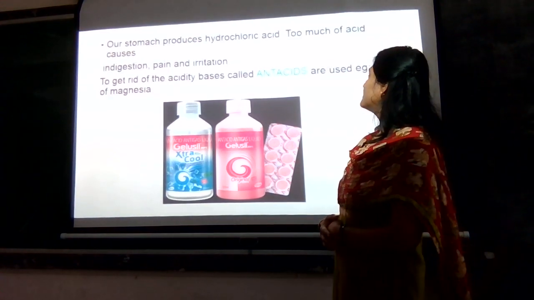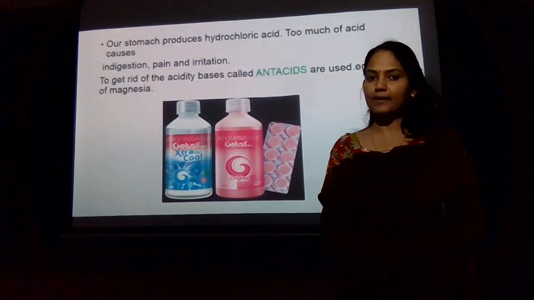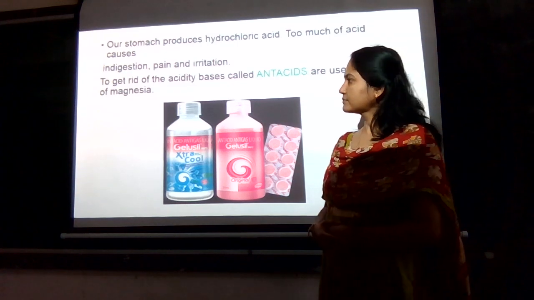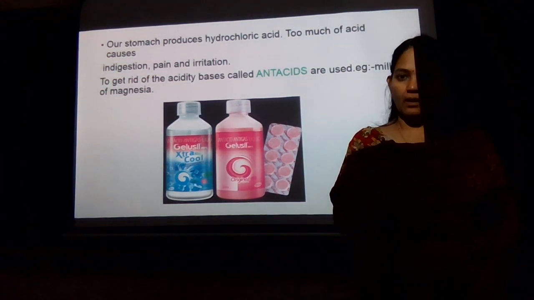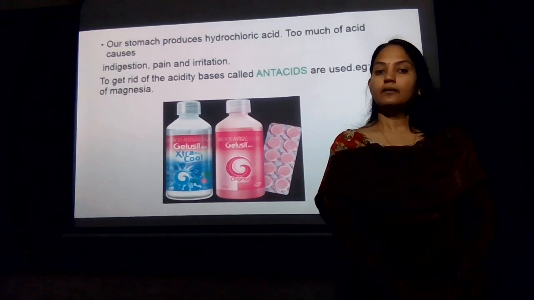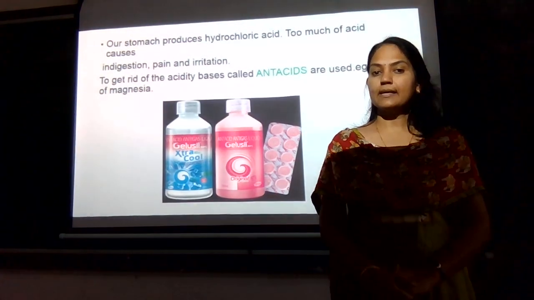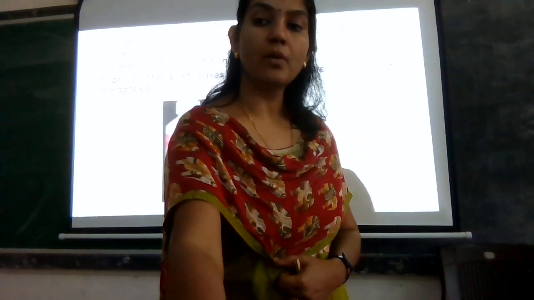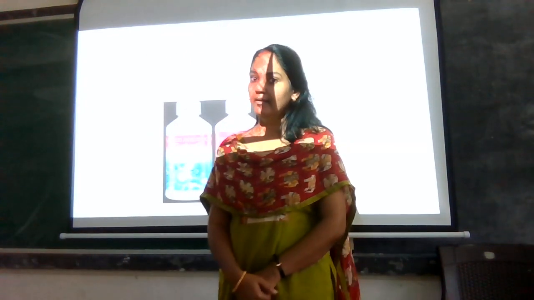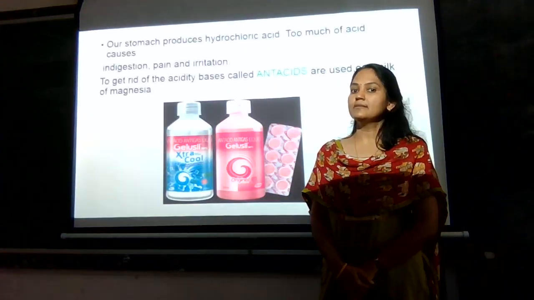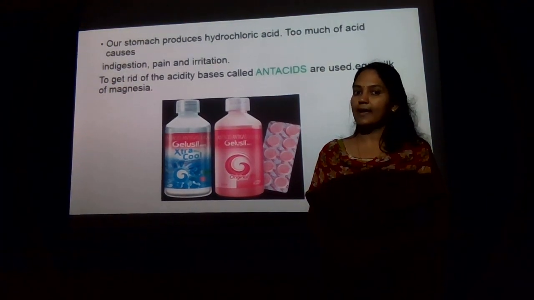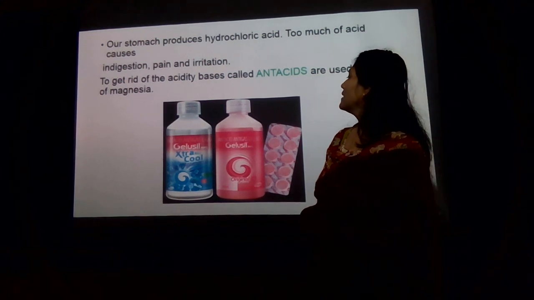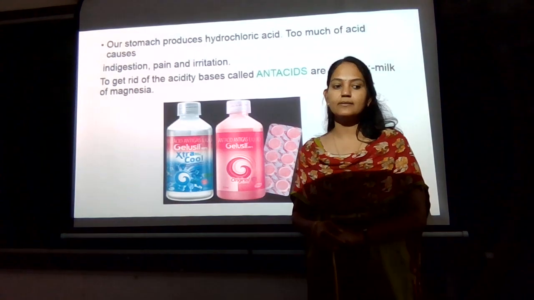Commonly used basic substances which are used as antacids are milk of magnesia, that is magnesium hydroxide, and sodium bicarbonate or baking soda. They help us to decrease the acidic nature of our stomach. So antacids are medicines or basic substances which can be used against acidity, which can reduce acidity of our stomach. The common examples being milk of magnesia, magnesium hydroxide and baking soda.